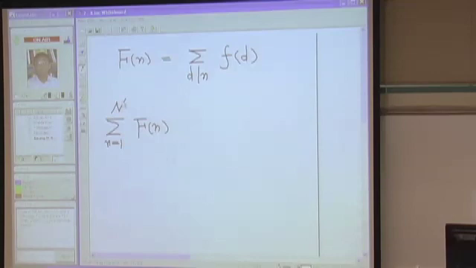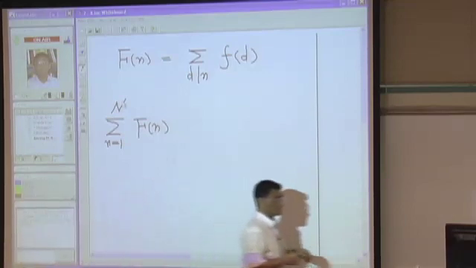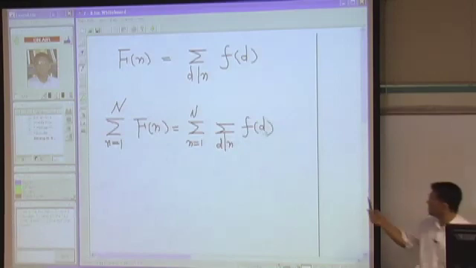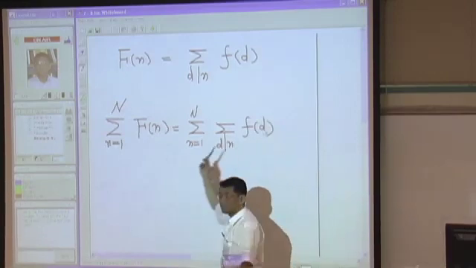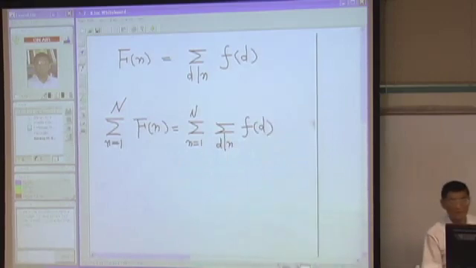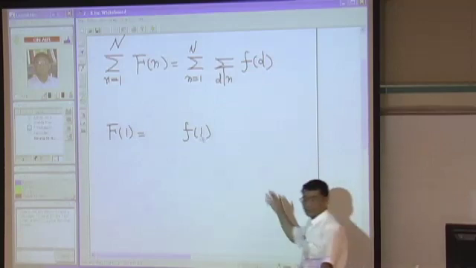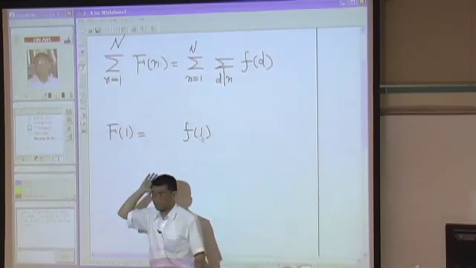Very similar idea to the previous one in the proof. So this means summing these things. But if you are not familiar with this expression, then it will be very tough to understand. So instead of using this summing expression, I will use a straightforward expression. F1 equals lowercase f1, because 1 is the only divisor of 1. Do you see it? If you don't, ask me.